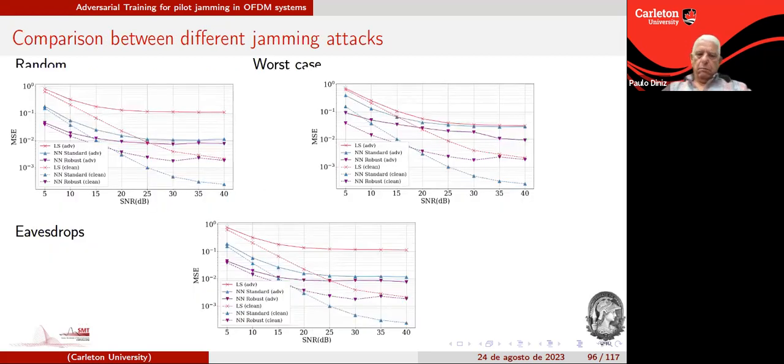And then I tested our solutions for different types of attacks: random attack, worst case attack, which is the one inspired by the machine learning approach, and eavesdroppers, which is the one I just created, with two nodes close to the transmitter and close to the receiver to try to create a smart way of disturbing the communication. So I'll just go into the results.